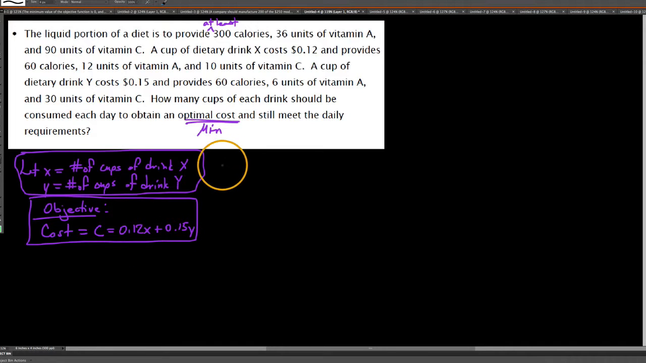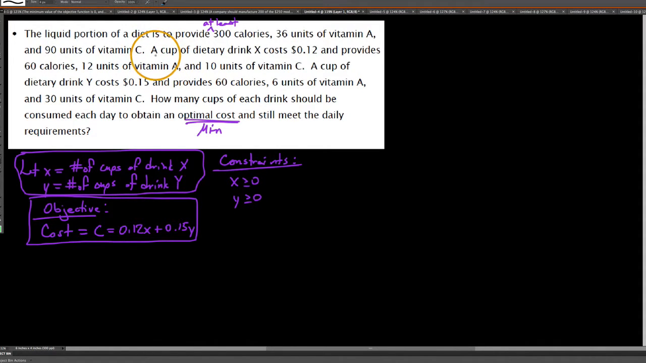So let's start talking about our constraints. As far as constraints are concerned, one thing I want you to get used to is that when we talk about application problems, we should always put in these constraints for the most part, because we're going to deal with non-negative values. We're going to be in the first quadrant.